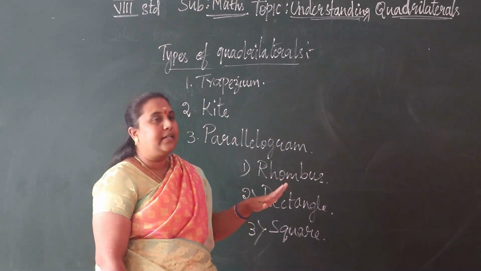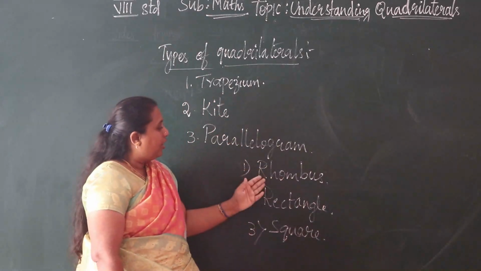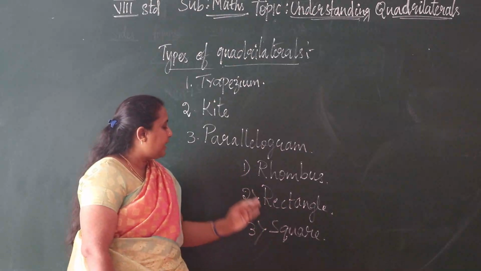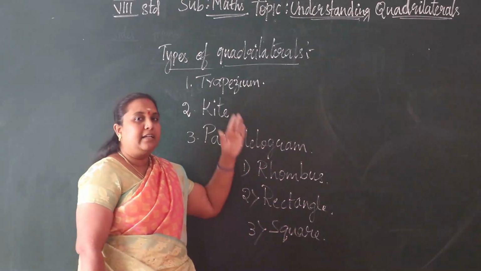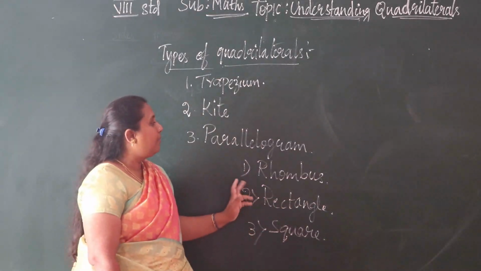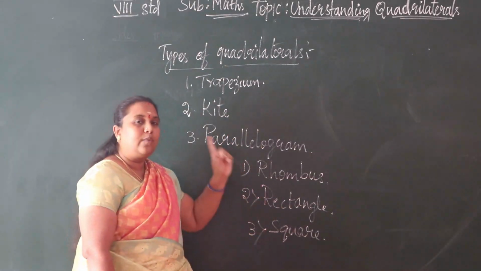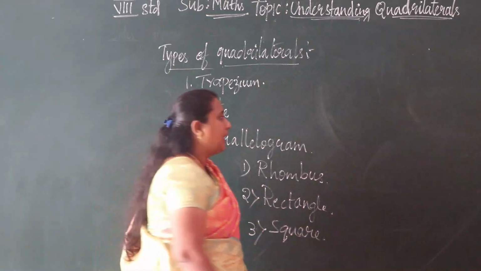In any quadrilateral, if it is a trapezium, a kite, a parallelogram, a rhombus, a rectangle, or a square, we can draw only one diagonal. Is it right? Okay, so keep in your mind, in a quadrilateral only one diagonal we can draw. And then we move on to the kite.